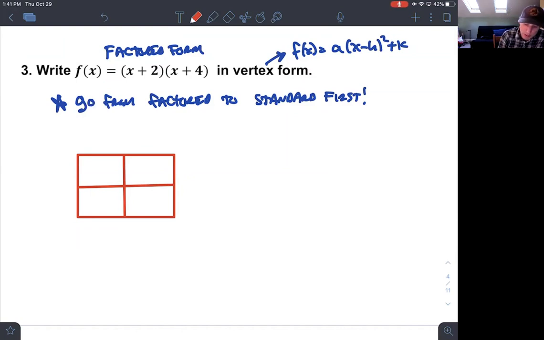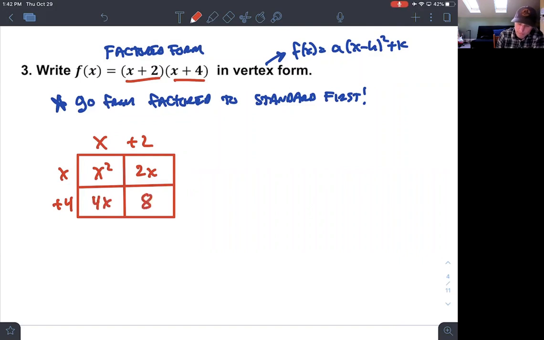For this, you take each of these things and you write them on the outside. And remember, it doesn't matter which order you put them in. If you put the x plus 4 on the top, it's totally fine, okay? And then you figure out the inside part. So it's going from the outside to the inside. And so here you get, the area of this rectangle would be x by x, which is x squared. The area of this rectangle would be 2 by x, so it's 2x. This rectangle would be 4x, and the last one would be a 2 by 4, which would be 8.